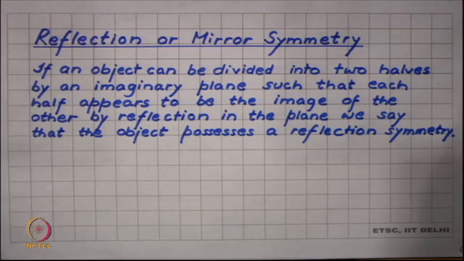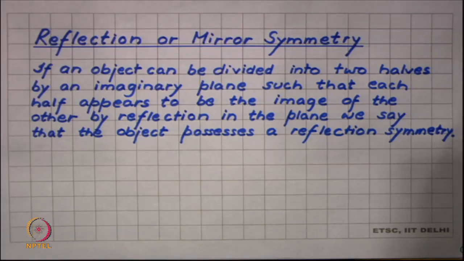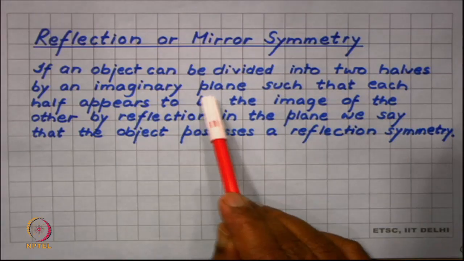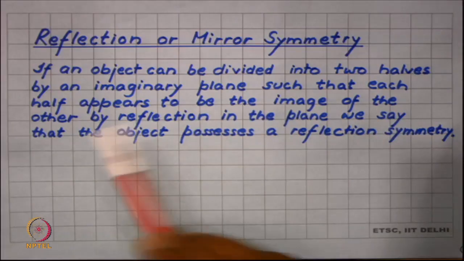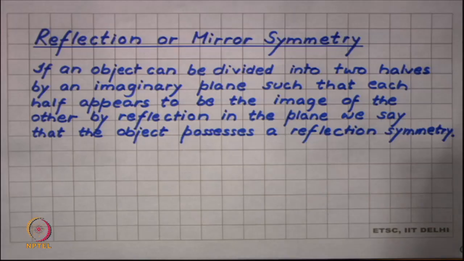So, we next discuss the reflection symmetry. Let us look at the definition here. If an object can be divided into two halves by an imaginary plane such that each half appears to be the image of the other by reflection in the plane, we say that the object possesses a reflection symmetry. So, let us look at a simple example.